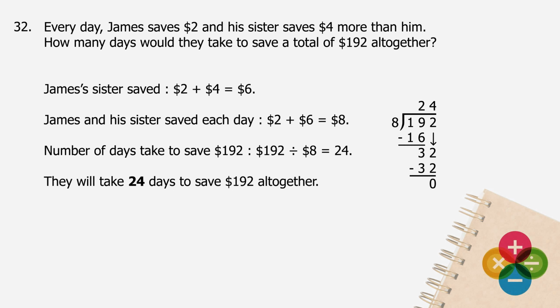The amount of money James's sister saved will be, add $2 to $4, and the sum is $6. The amount of money James and his sister saved each day will be, add $2 to $6, and the sum is $8. The number of days needed to save $192 will be, divide $192 by $8, and the quotient is 24. They will take 24 days to save $192 altogether.